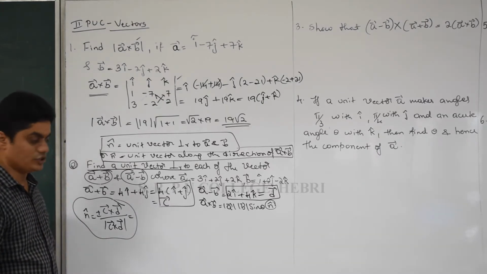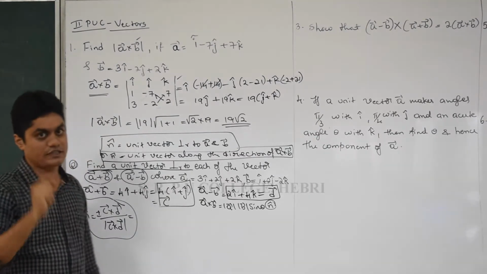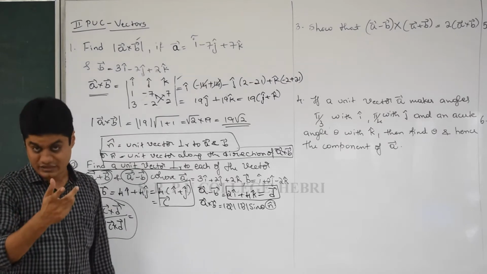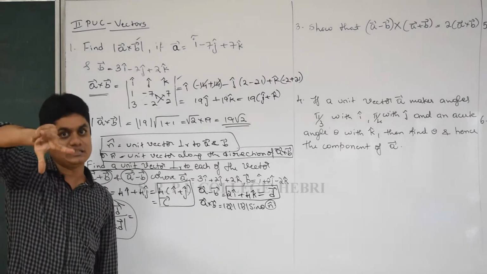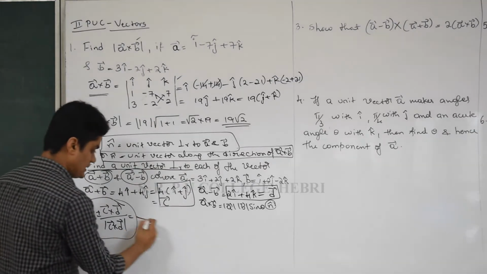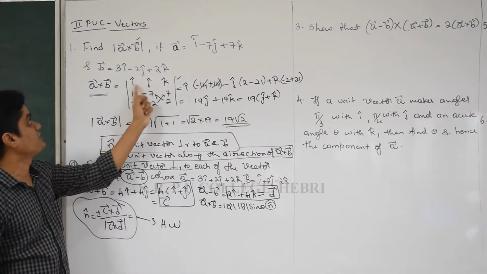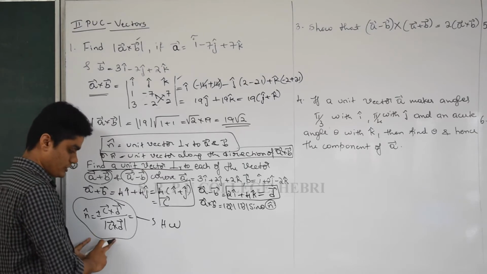Did you understand what I am saying? If you want to find a unit vector perpendicular to two given vectors, you have to find n cap, and that n cap is always the cross product of the two given vectors divided by its magnitude. Since there are two n caps, one upwards and one downwards, you should write plus or minus. I am leaving this work as homework, because you just saw in the previous problem how to get the cross product and how to get its magnitude.